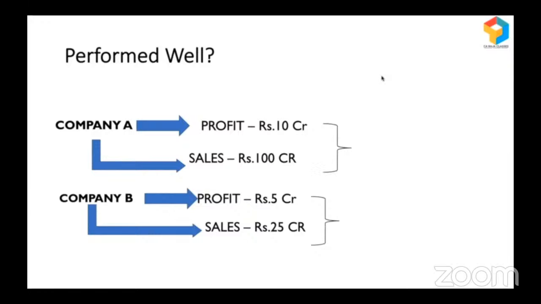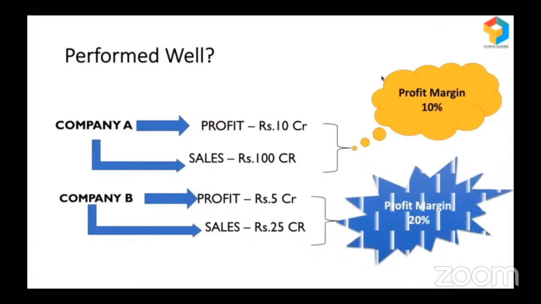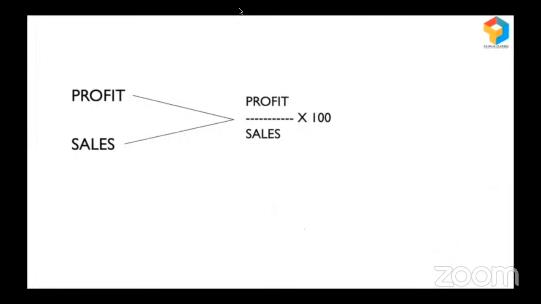Company A has reported a profit of 10 crore on 100 crore. It means they have a profit margin of 10%. Whereas company B has reported a profit of 5 crore on 25 crore. It means they have profit margin of 20%. So what's happening? Company B has performed well. In this case, what we have done is we have compared the profit with sales and we have calculated this ratio.